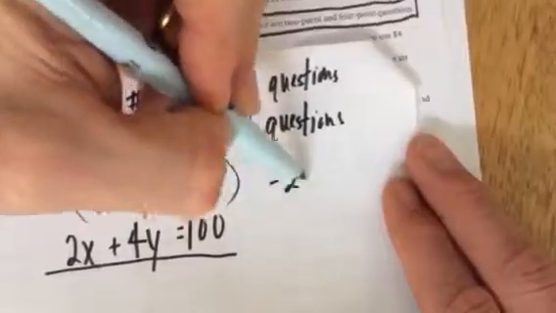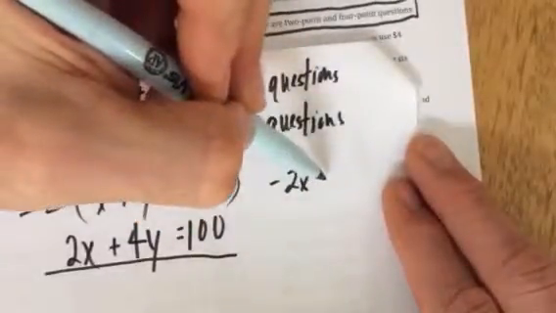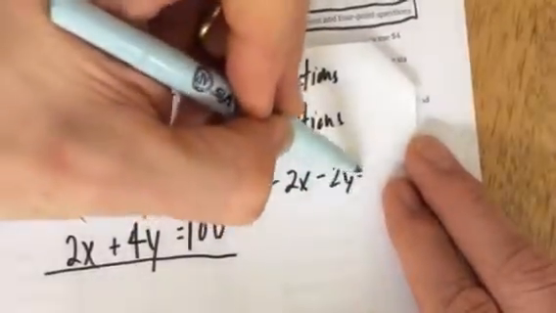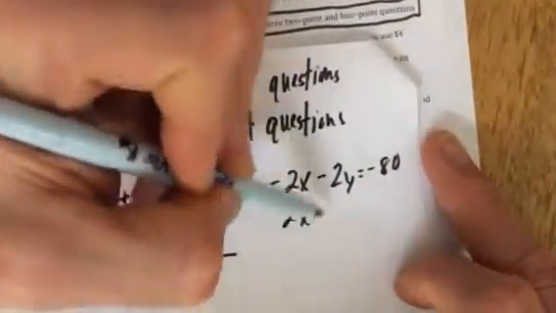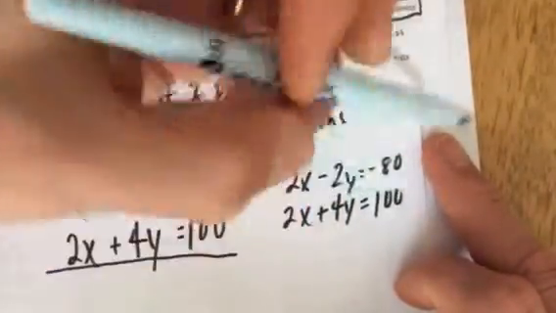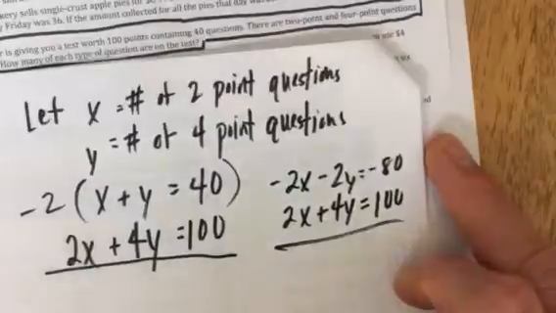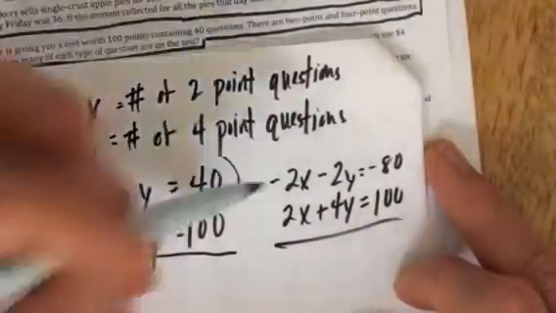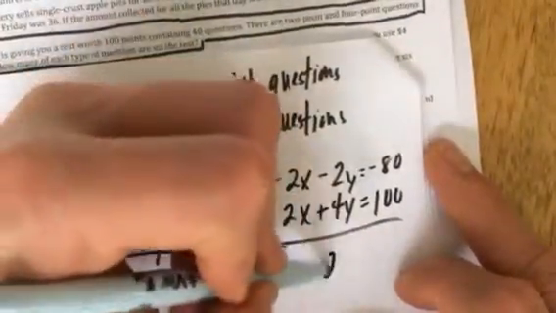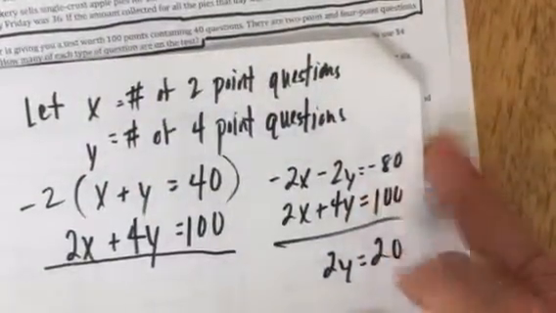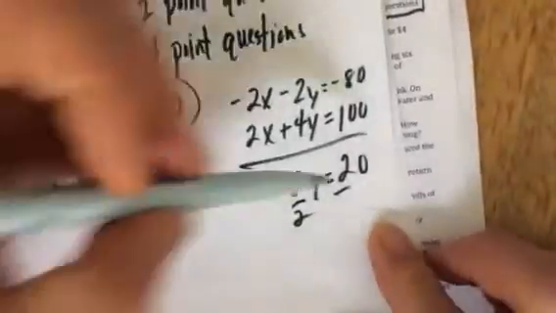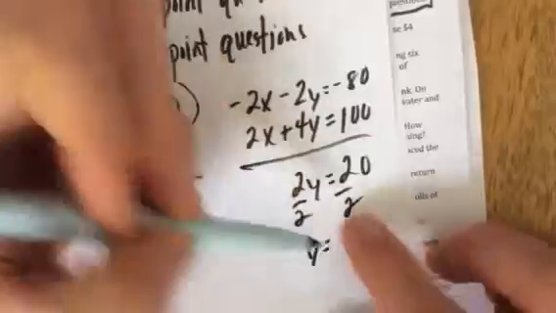So I get -2x, -2y, -80, and then I have 2x, 4y, and 100. And then I can go ahead and solve that now that I have variables that are going to eliminate. I can quickly find out that 2y equals 20. Y equals 10.